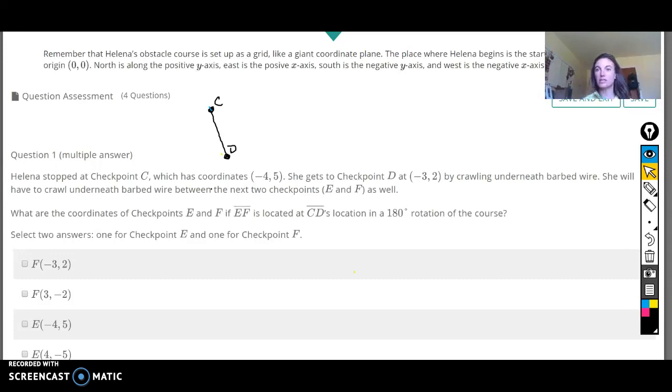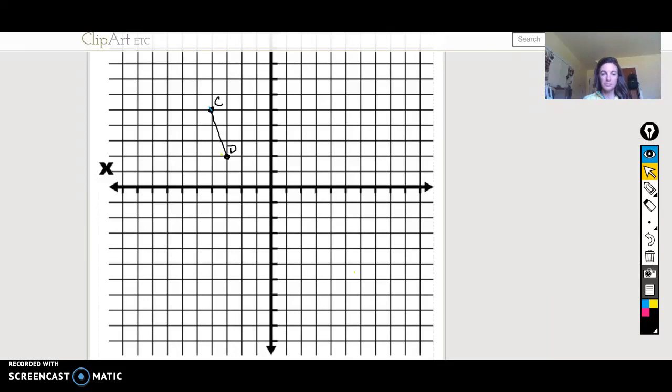So I have over here gone ahead and put CD on our grid, and I am going to imagine rotating this entire line segment 180 degrees. And right now, since we're in the second quadrant, I know that the 180 degree rotation from the second quadrant is going to be my fourth quadrant, okay? So if point D is at -3 and +2, then I know that my 180 degrees opposite that is going to be at +3 and -2. Okay, so that's 180 degrees difference.